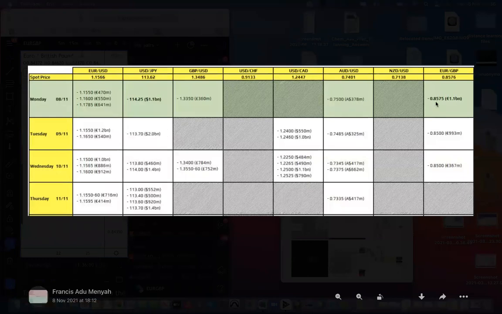So we were looking at Euro GBP at 0.8575. There was data that released. This data is called Forex options. Forex options are contracts that countries purchase to hold a particular currency exchange at a certain price level.